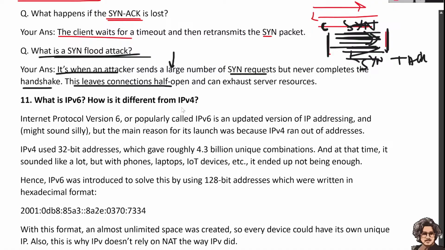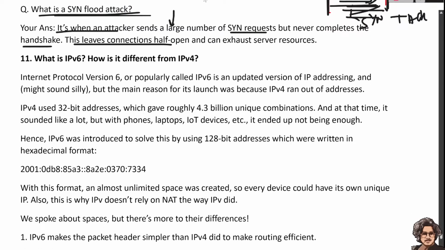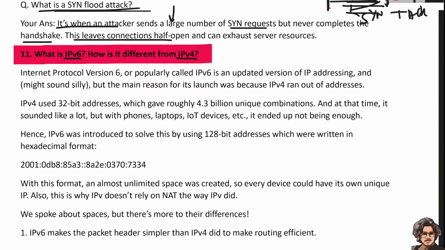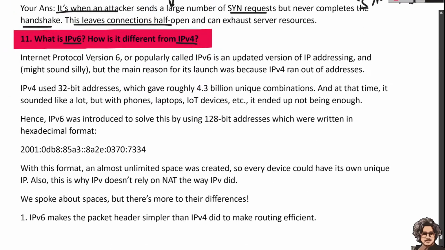In a further lecture, we will do related questions. What is IPv6 and how is it different from IPv4? This is one of the most important questions asked in interviews. What is IPv6 and what is IPv4? Okay, this is the last question, we have to finish this question. So, Internet Protocol version 6.